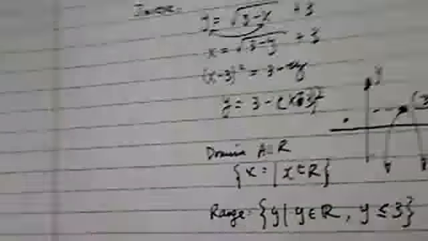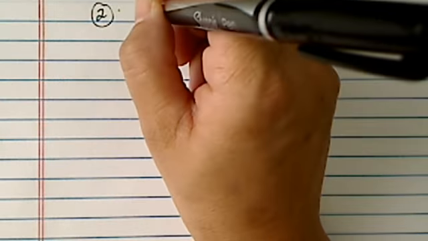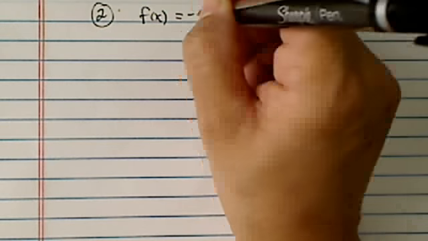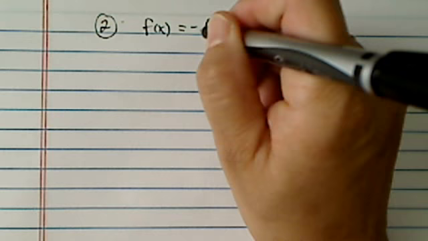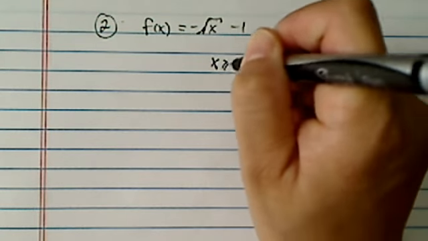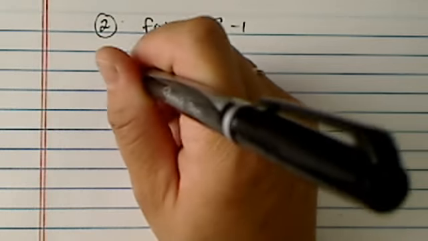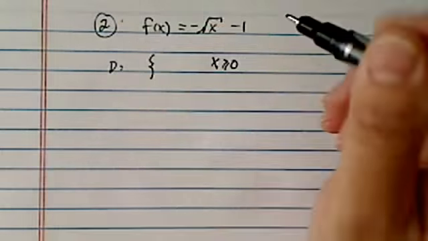Let's go on to the next one. The next one is the interesting one. I'm just going to speed up a little bit because I think there's a limit on how long the videos can be. All right, so let's get started. The radical sign says x better be bigger than or equal to 0. Okay, so that's my domain.